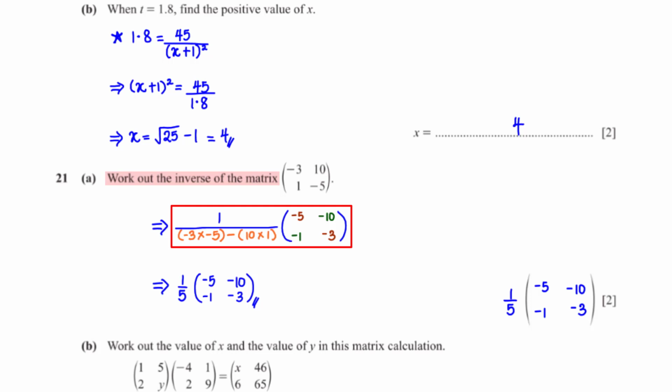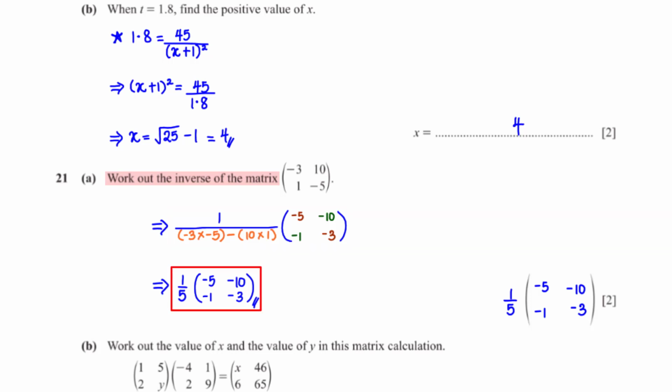-3 times -5 minus 10 times 1 is 5, and so our final answer here is 1 over 5 times [-5, -1; -10, -3].